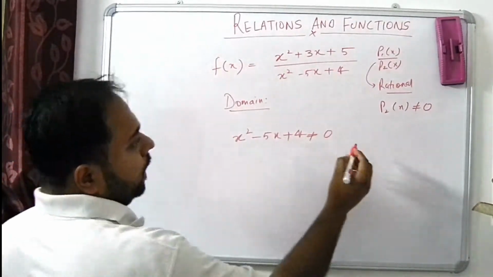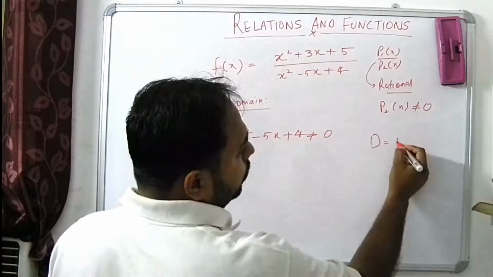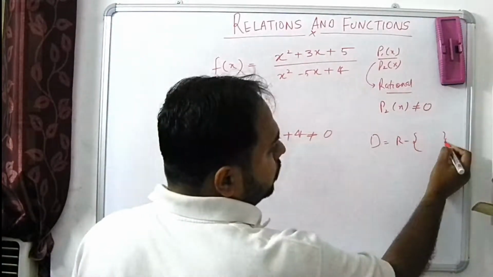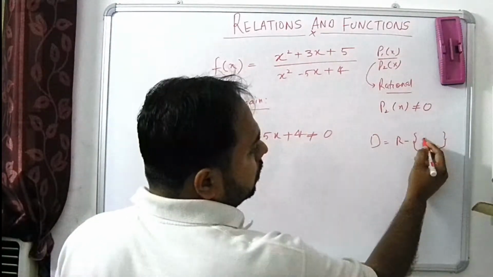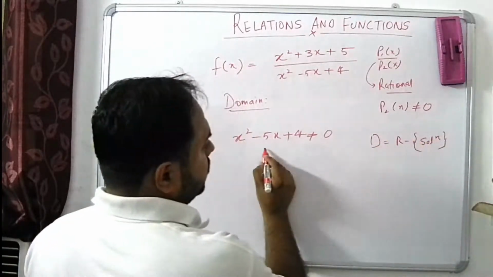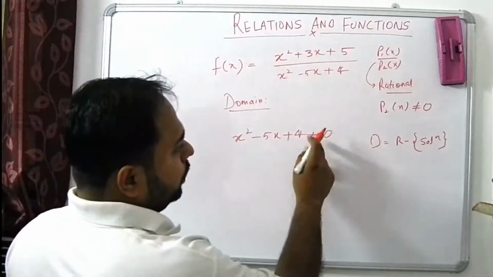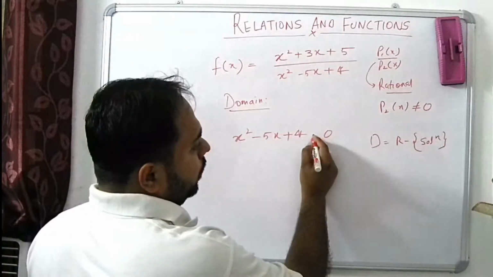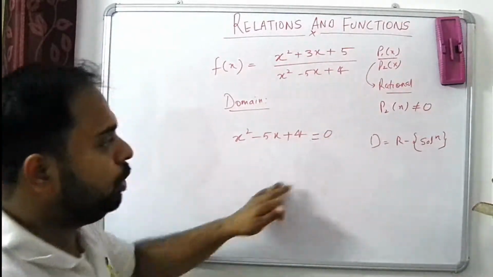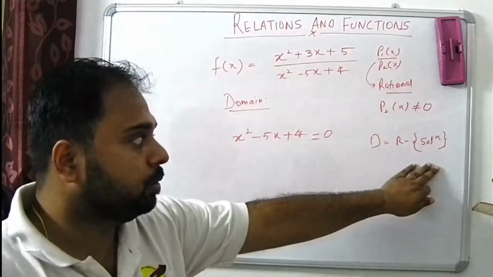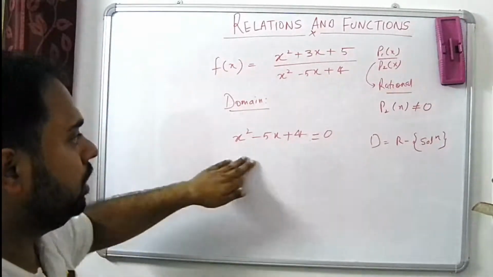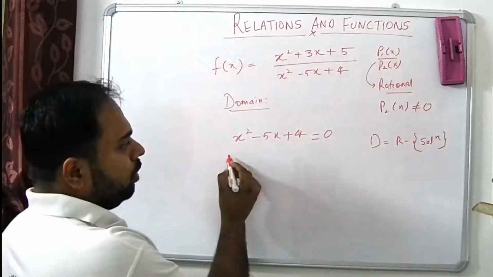So my domain is R minus the solution of this equation, because it should not be equal to 0. So what I do is I equate this to 0, and whatever values I get, I remove them from the real values. That will become the domain of this function. This is easy to solve.